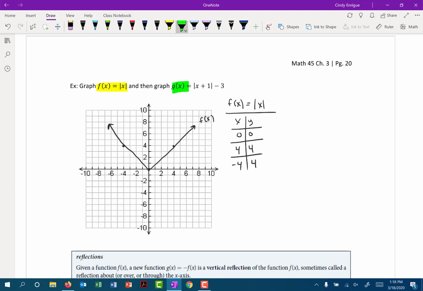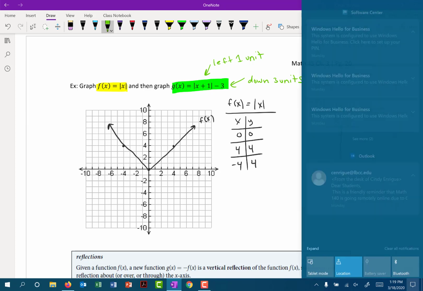Now what I want to do is I'm going to graph my g of x. So I know that g of x is going to equal the absolute value of x plus 1, minus 3. So now my graph is going to look slightly different. That plus 1 tells me I'm going to be going to the left 1 unit. And also tells me I'm going to be going down 3 units. So that plus on the inside tells me to go left. That minus on the outside tells me to go down.